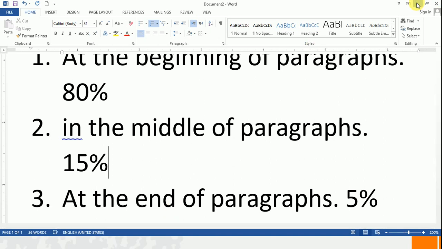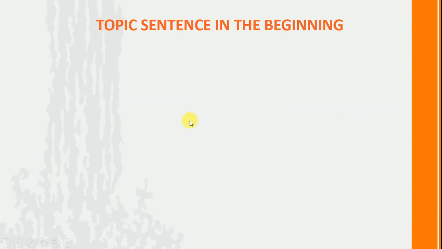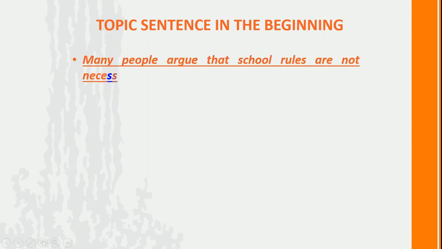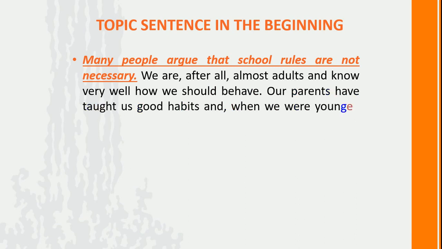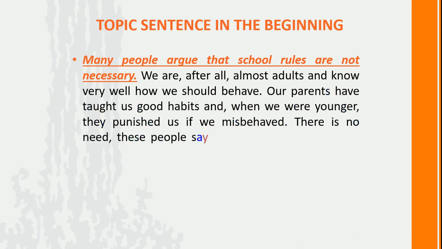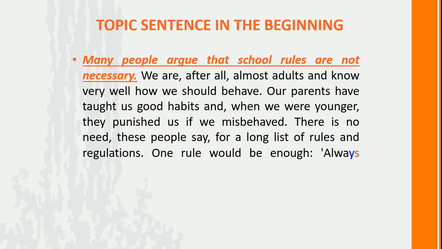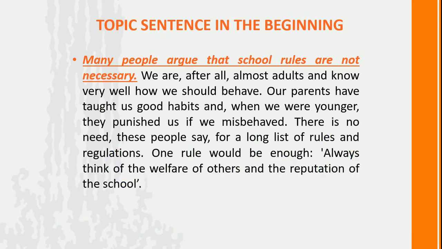Okay, this was the topic sentence, the position of the topic sentence. Let's see how. Many people argue that school rules are not necessary. We are, after all, almost adults and know very well how we should behave. Our parents have taught us good habits, and when we were younger, they punished us if we misbehaved. There is no need, these people say, for a long list of rules and regulations. One rule would be enough. Always think of the welfare of others and the reputation of the school.